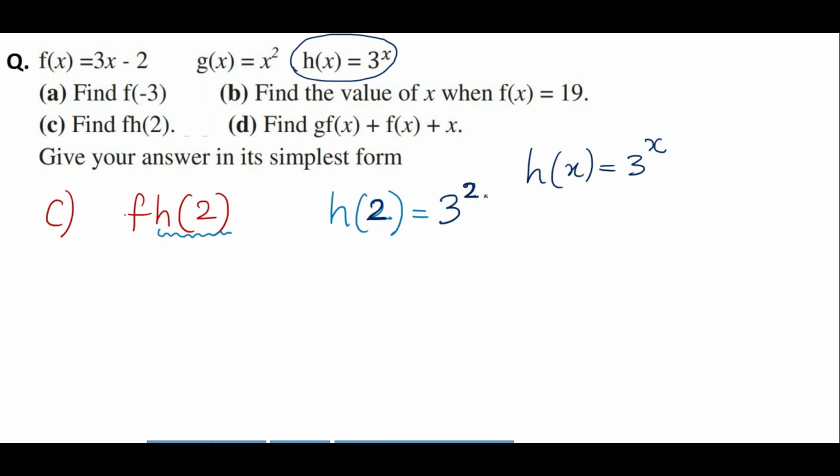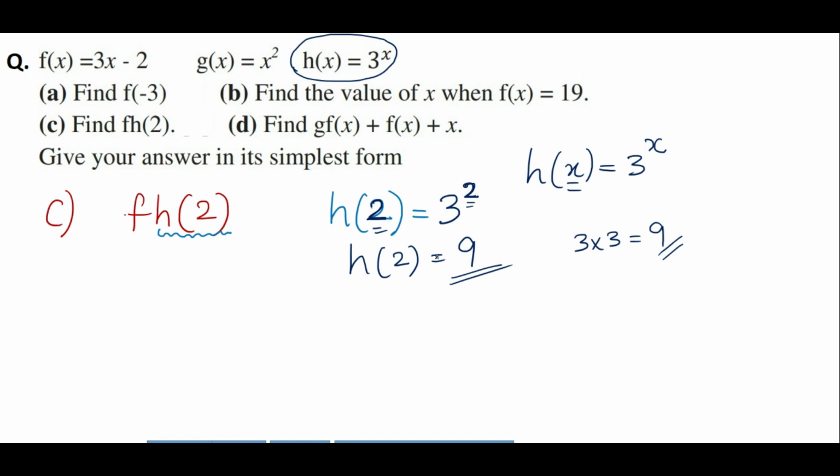I hope you understood that. The x is the part which is getting replaced by the value 2. So h of 2 is going to be 3 squared, which is 9. Again, don't write 3 times 2 is 6. No, it is 3 squared, which is 9.